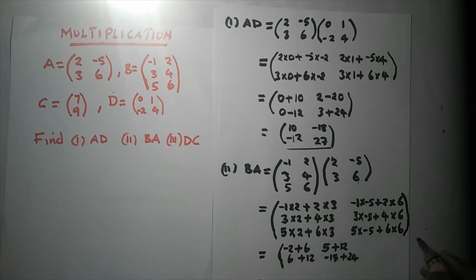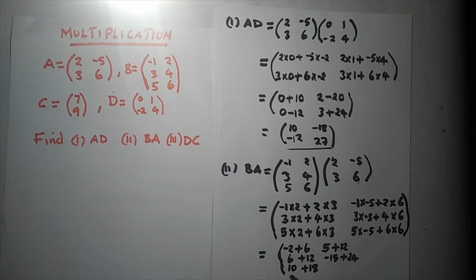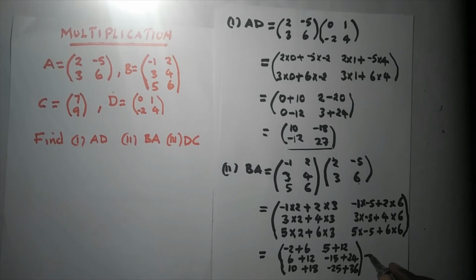Then we can come to the last row. 5 times 2 is 10. 6 times 3 is 18. So we have 18 there. And then here we are going to have 5 times -5 is -25. 6 times 6 is 36. Okay, so now we can simplify this.